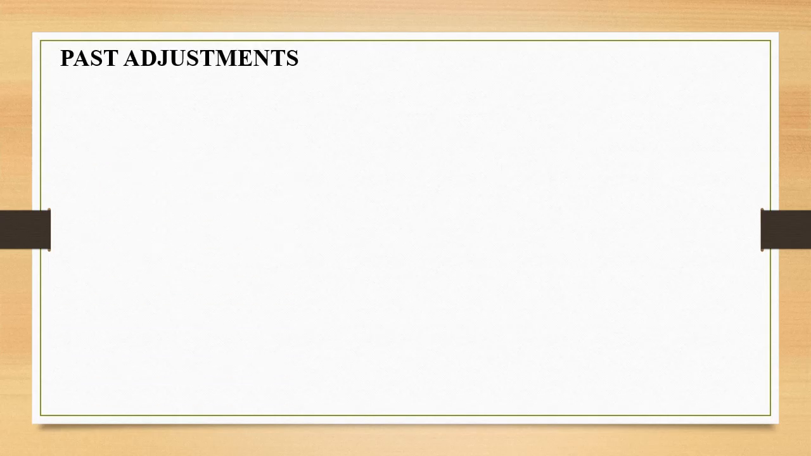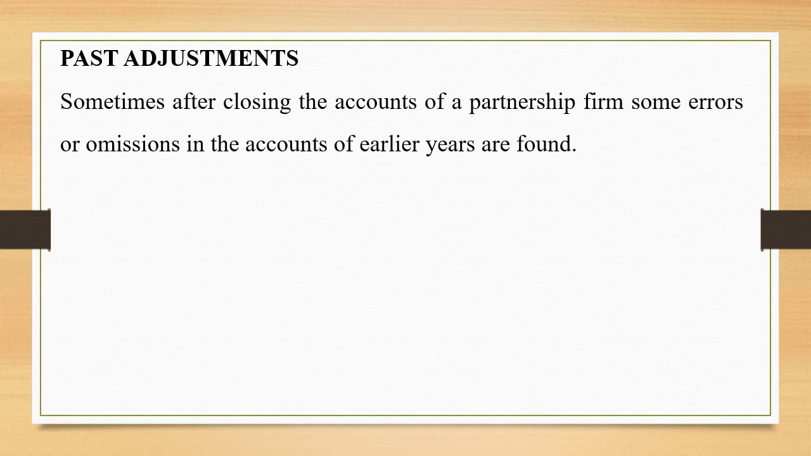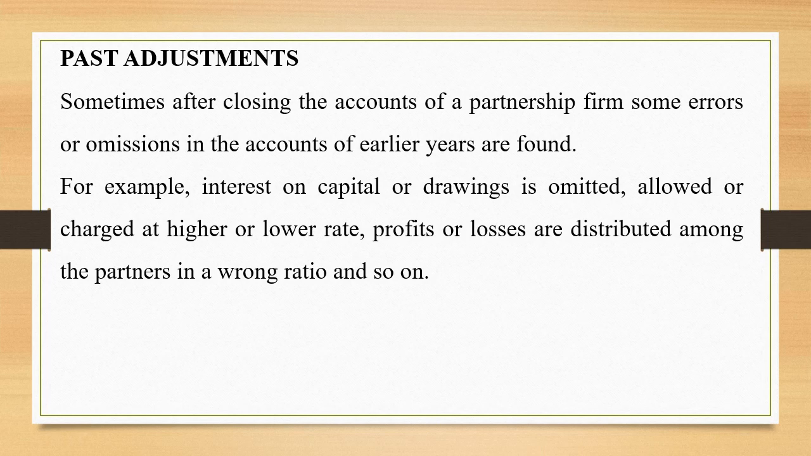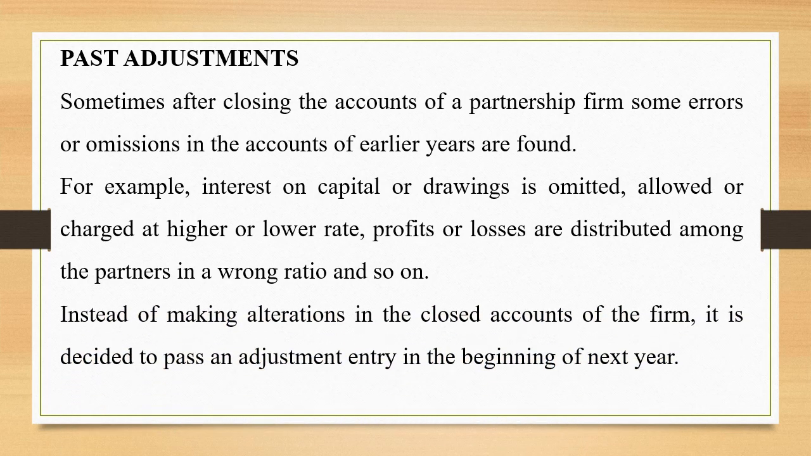What do you mean by past adjustments? Sometimes after closing the accounts of a partnership firm, some errors or omissions in the accounts of earlier years are found. For example, interest on capital or drawings is omitted, allowed or charged at a higher or lower rate, profits or losses are distributed among the partners in the wrong ratio, and so on. So instead of making alterations in the closed accounts of the firm, it is decided to pass an adjustment entry in the beginning of the next year.